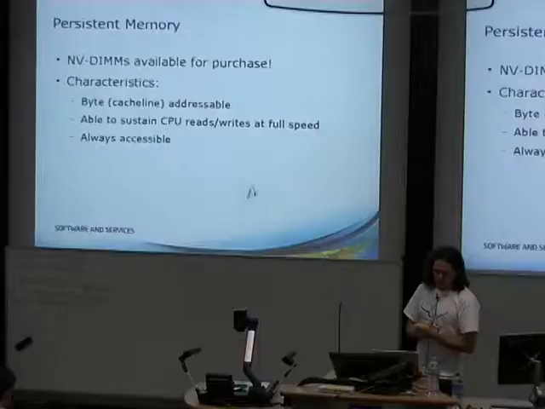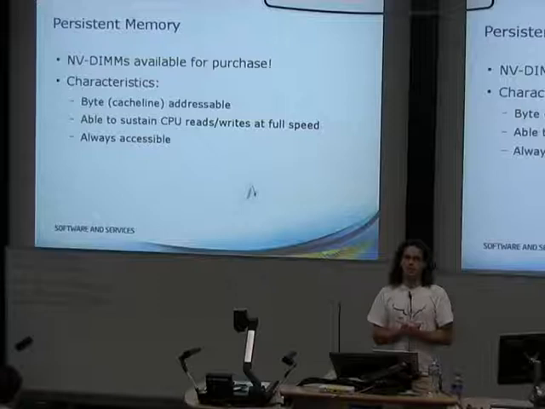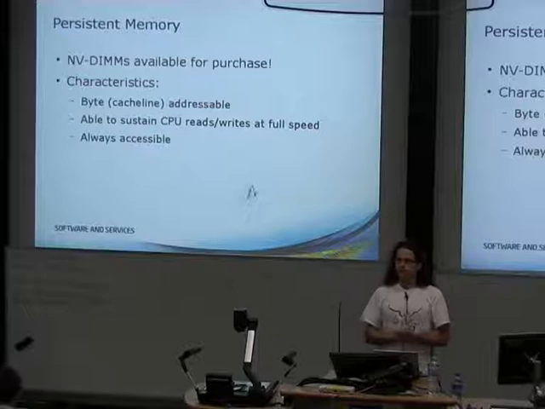So the characteristics we want to talk about here for persistent memory is it's byte addressable. And really that means cache line addressable, because the CPU doesn't go off and fetch a single byte, it goes off and fetches a whole cache line, so maybe 64 bytes, 128 bytes, that kind of thing. And we want it to be able to sustain CPU reads and writes at full speed. We don't want this to be slowing down the CPU at all. The CPU architects get very angry if you suggest to them that maybe the CPU might have to stall on this stuff that's almost memory.